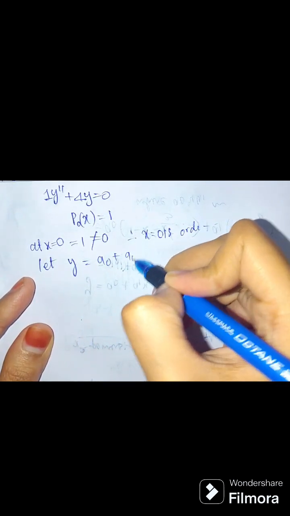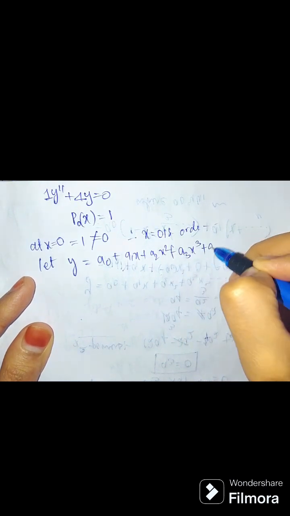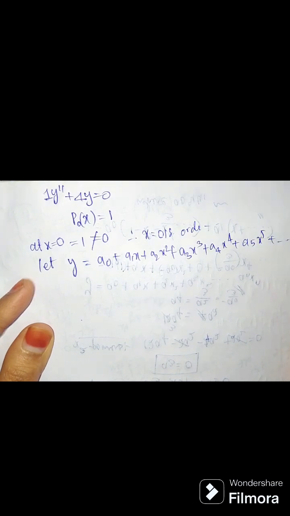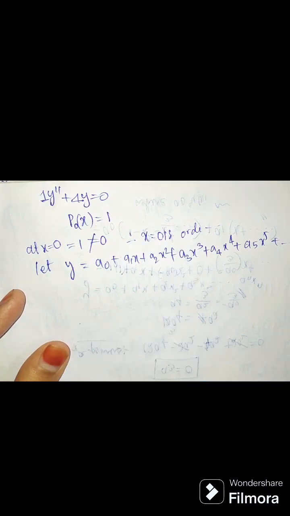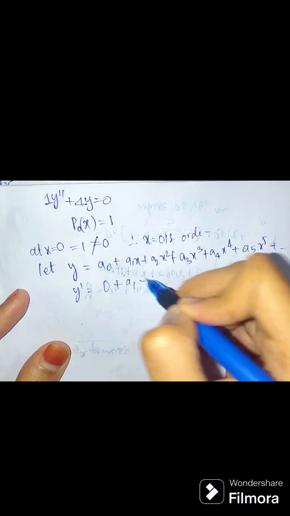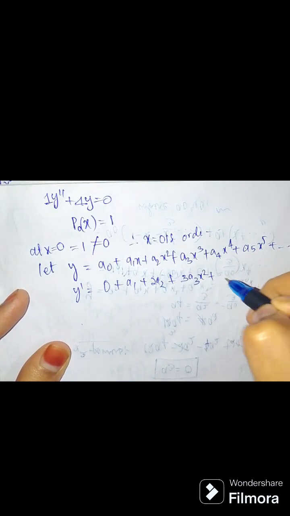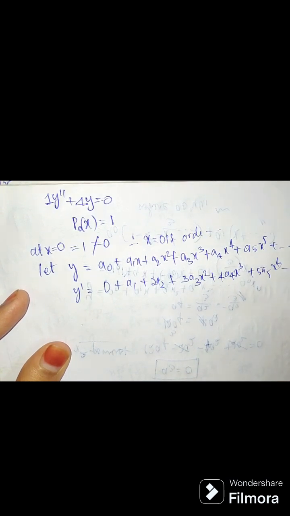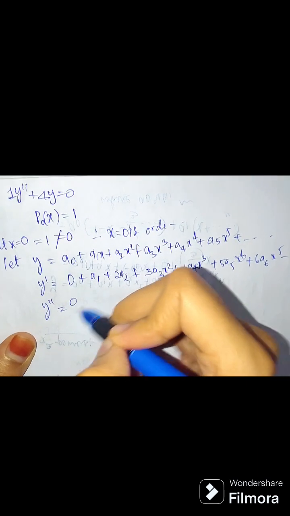Because it is satisfied, we'll consider the next step, that y is equal to a0 plus a1x plus a2x square plus a3x cube plus a4x power 4 plus a5x power 5 plus so on. Why am I writing more? Because I need to find more terms. So y dash will be 0, a1, 2a2x, 3a3x square, 4a4x cube, 5a5x power 4, and if you want, 6a6x power 5.